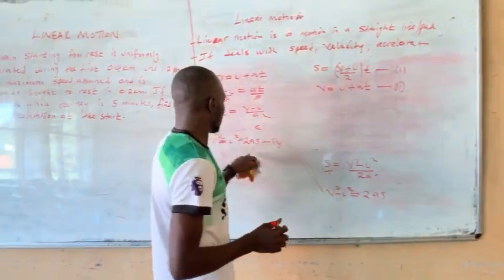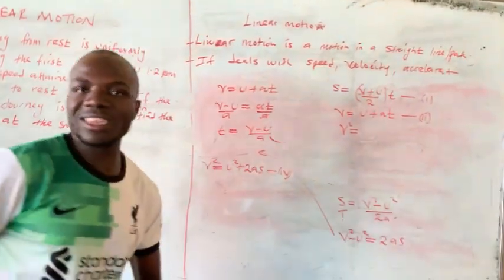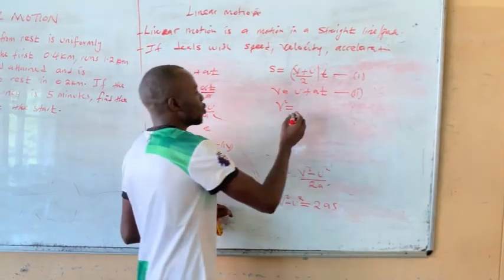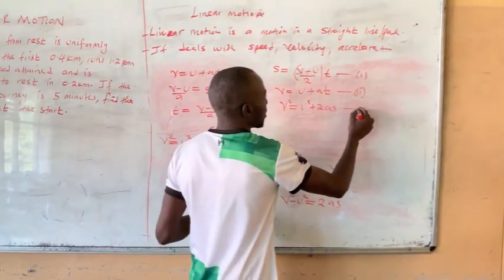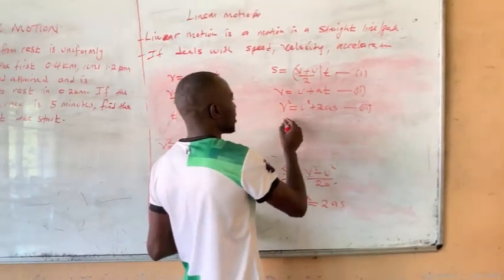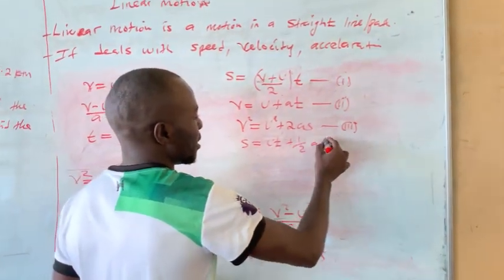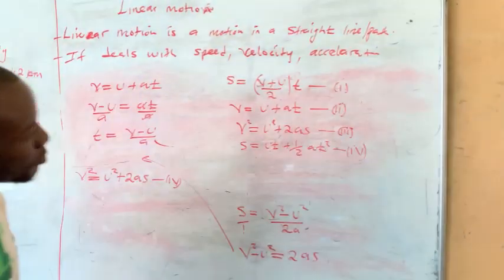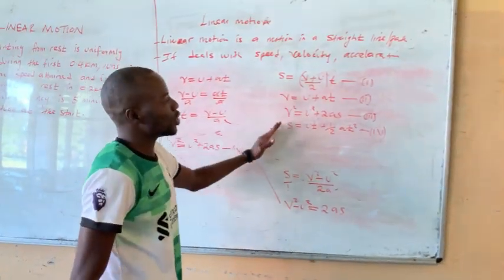So we have also this one which we derived here. V squared is equal to u squared plus 2as. That one can be our equation 2. And this one here, s is equal to ut plus 1 over 2 at squared. So now we have shown how to derive these equations. So these are the equations which you need to know.